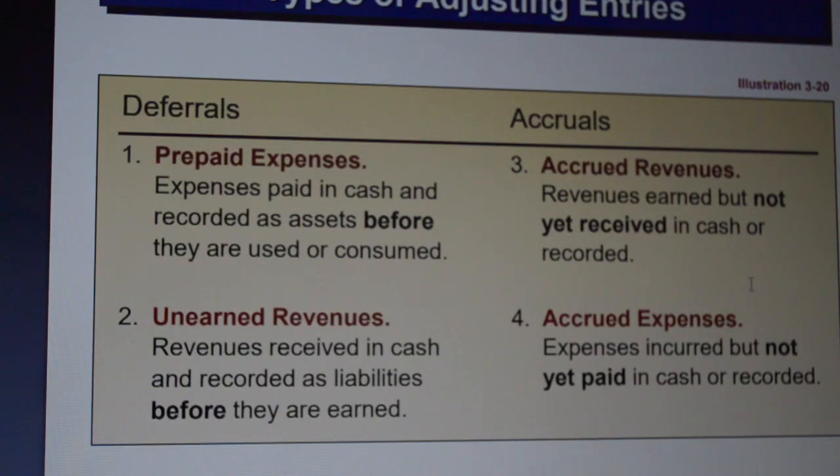Types of adjusting entries. There are two main categories of adjusting entries: deferrals and accruals. Deferrals. Under this come prepaid expenses, which are assets, and unearned revenues, which are liabilities. Prepaid expenses are expenses that are paid in cash and recorded as assets before they are used or consumed. Unearned revenues are revenues received in cash and recorded as liabilities before they are earned.